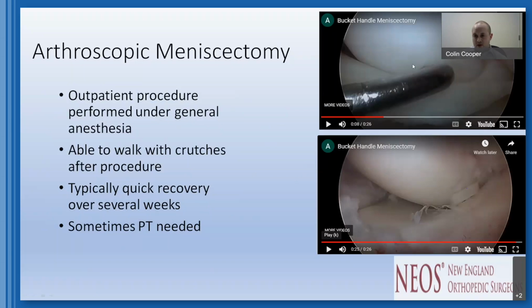So these are just some more arthroscopic pictures showing this bucket handle meniscus tear sitting in between the femur and tibia, causing pain and blocked motion. And then after the bucket handle meniscus is resected, we see this remaining meniscus stable rim.